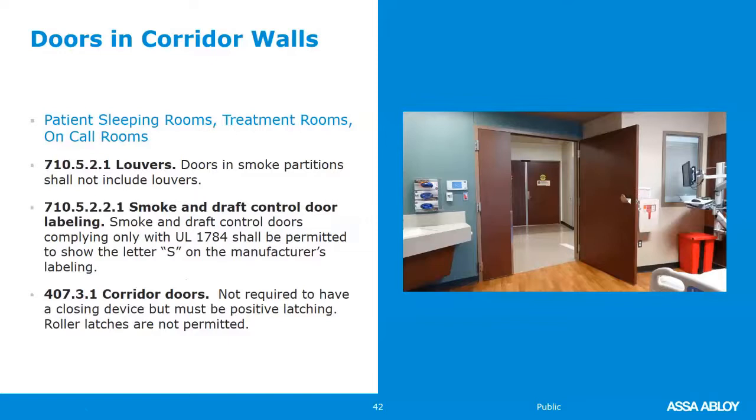The doors do need to meet smoke and draft control, which is UL 1784. There should be an S label on the door to indicate that, just like the PEMCO S88 smoke seal. Corridor doors are not required to have a closing device, but they must be positive latching. Roller latches are not permitted. So even though these are non-fire rated doors, they do need to have a positive latch because they're in a smoke partition, but they do not need a door closer.